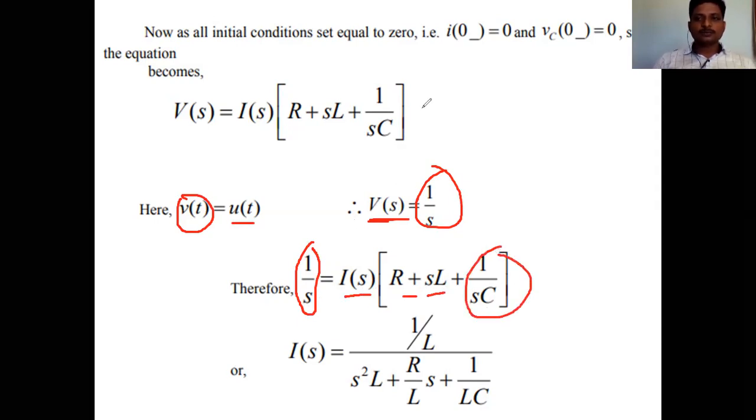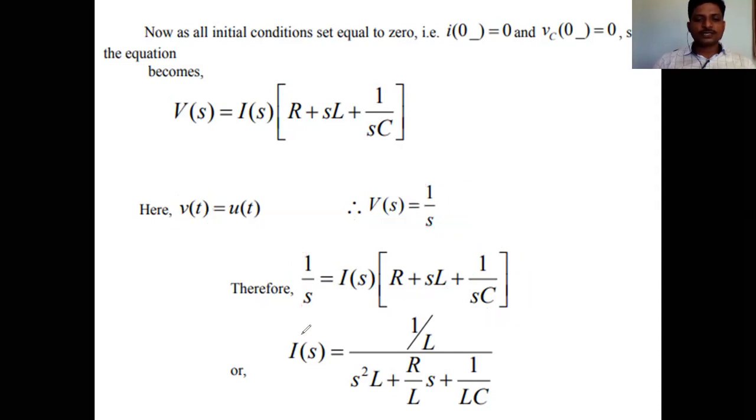So after simplifying further, we will take I(s). I(s) is equal to 1/L divided by s square plus (R/L) s plus 1/(LC). So that form will be obtained after some simplification. You have to mathematically simplify the above equation to get I(s) equal to (1/L) by (s square plus (R/L) s plus 1/(LC)).